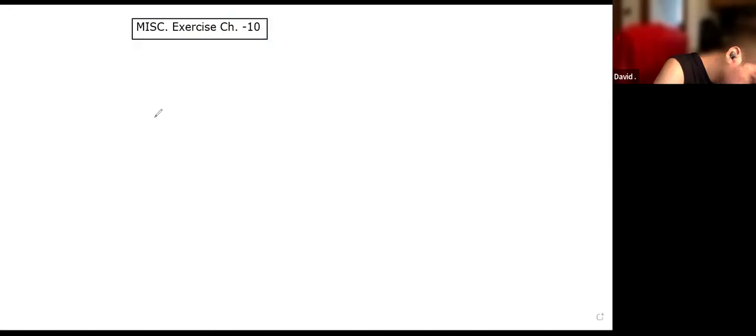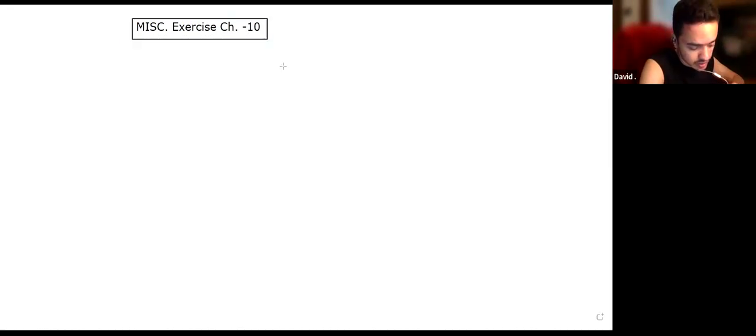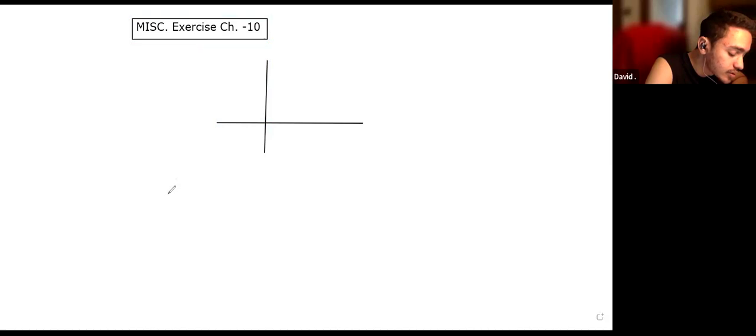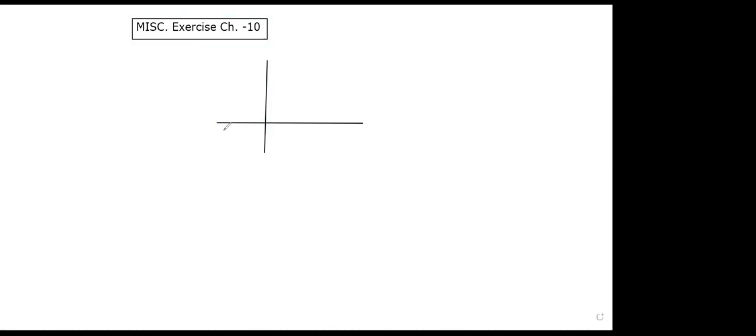First question is, write down a unit vector in the xy plane making an angle 30 degree with positive direction of x-axis. Okay? So write down a unit vector in xy plane making an angle 30 degree with positive x-axis.